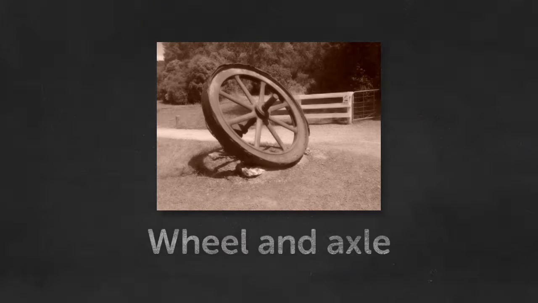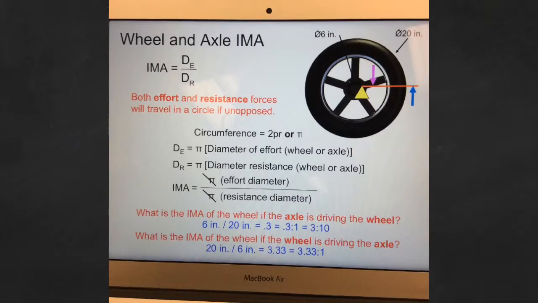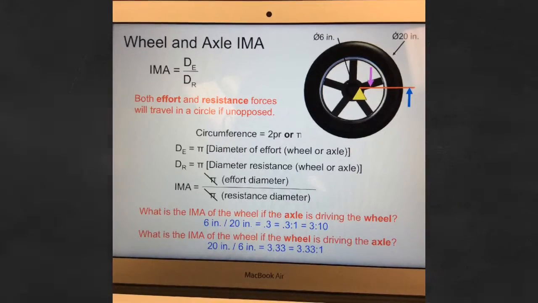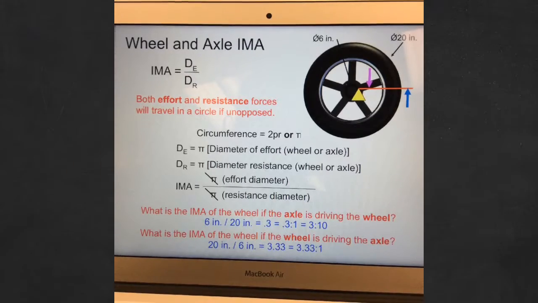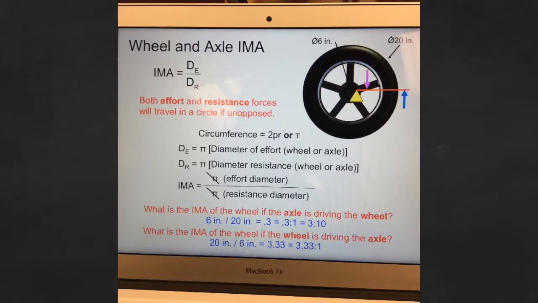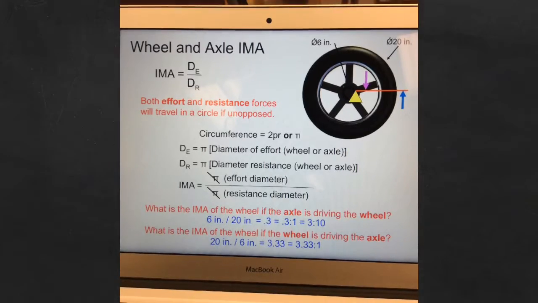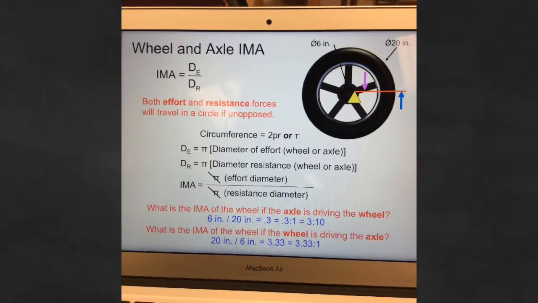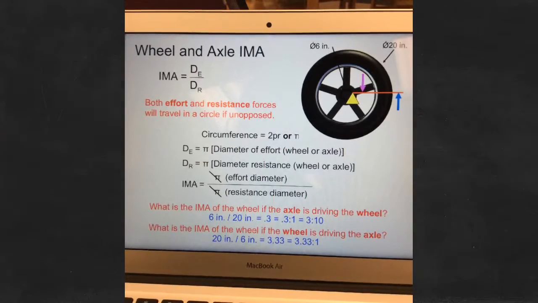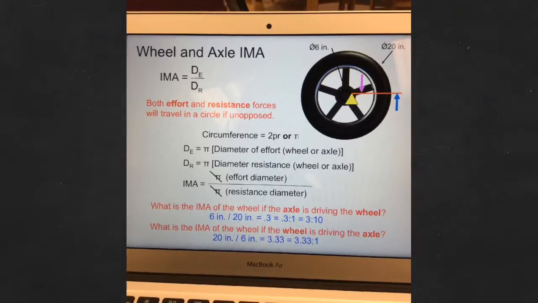The wheel has a diameter that you'll need to know, and the axle also has a diameter that you will need to know to calculate the ideal mechanical advantage. To calculate the ideal mechanical advantage of a wheel and axle, you need to know the distance from the center of the axle to the effort and the center of the axle to the resistance force. In this case, the axle is the effort force, and the end of the wheel is the resistance force that would ride against the road.